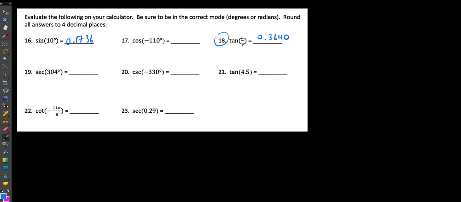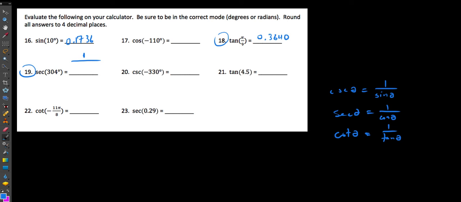Some of these, like number 19 here, are a reciprocal function. The thing that's important for you to remember is that if we have the cosecant of an angle, we always type it in as 1 over the sine. If we have the secant of an angle, this is 1 over the cosine. And if we have the cotangent of an angle, this is always 1 over the tangent ratio. So something like secant of 304, if you want to do this on your calculator, means you're going to have to type this in as 1 over the cosine of 304 degrees.